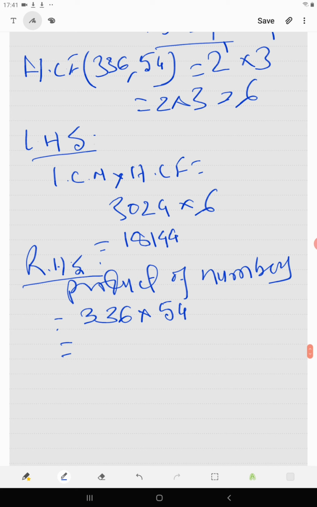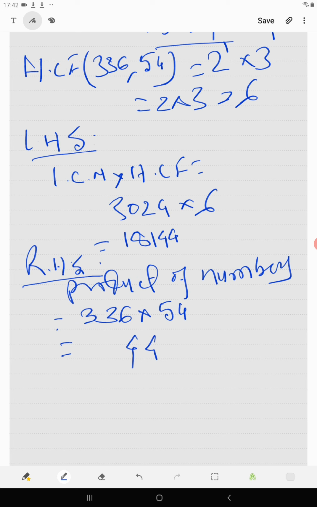Let's multiply. 54 into 6. So 50 into 6 is 300. 4 into 6 is 24. So 324. So I will write 4, 32 is in my hand. So 54 into 3 is, 50 into 3 is 150. 4 into 3 is 12. 162 plus 32. 162 plus 32 is 194. So 4 we have in hand 19.